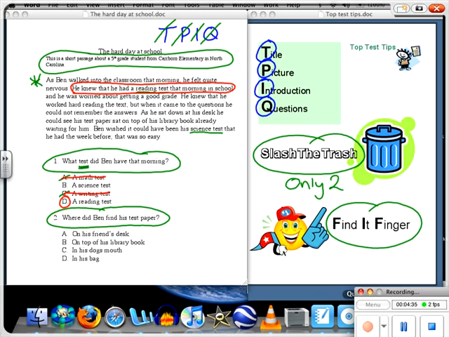They do that for each question. So it starts with TPIQ, and then for each question use slash the trash and find it finger. And hopefully we're going to get good scores on all the tests.